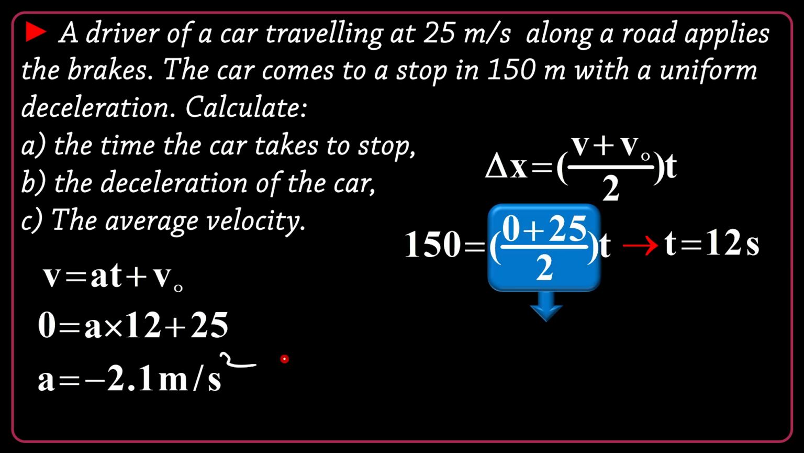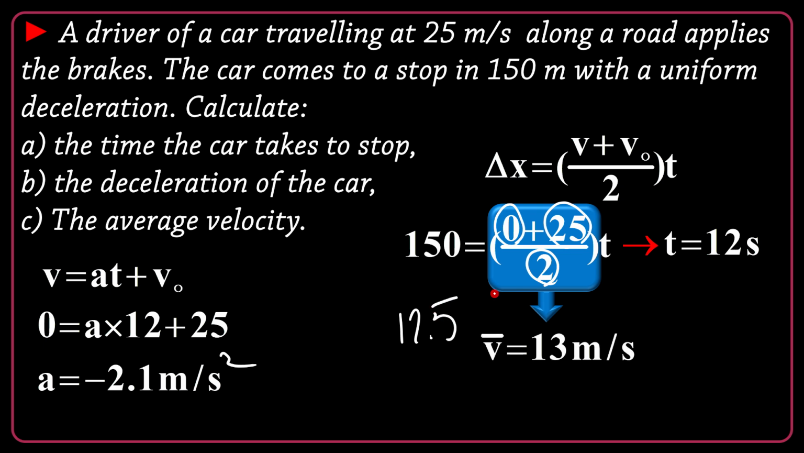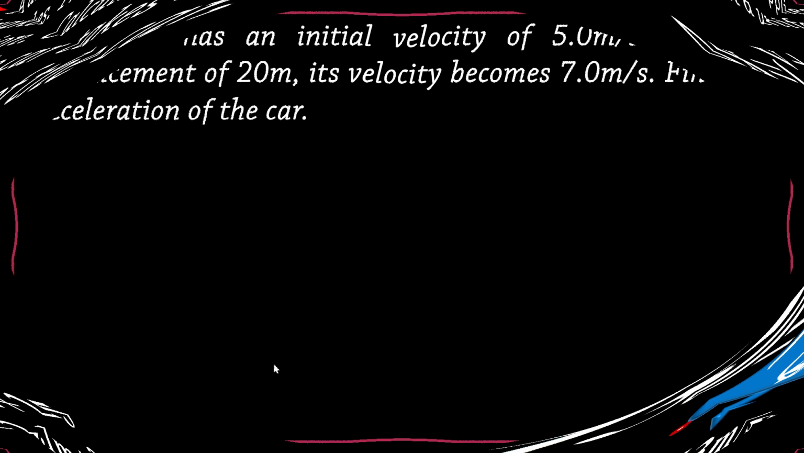And then here the average velocity is seen. It's initial velocity plus the final velocity over 2. That's all. It's going to be again 12.5, but I round it up to be 13 meters per second.